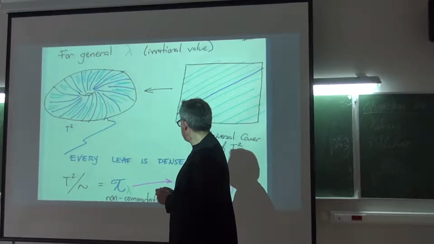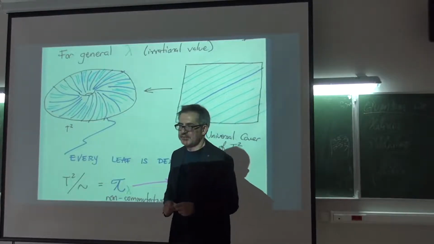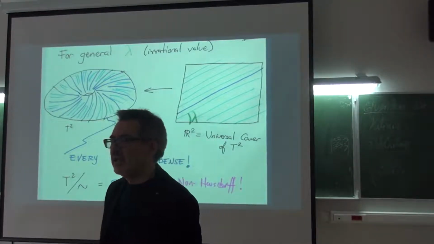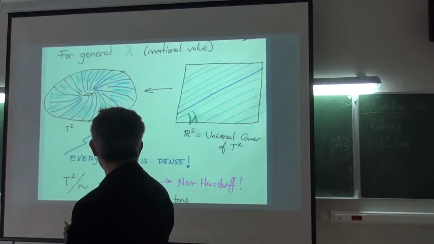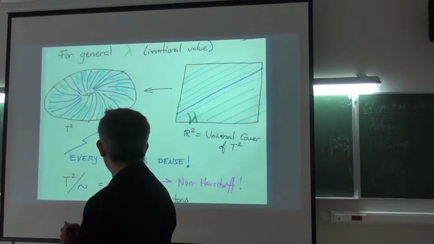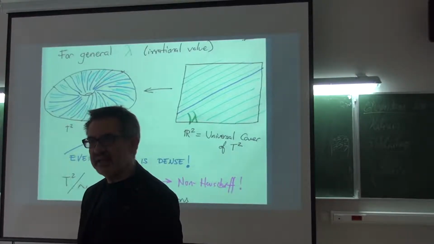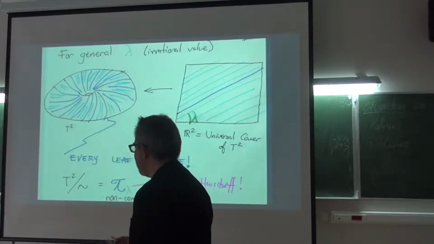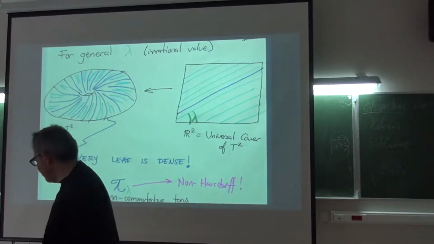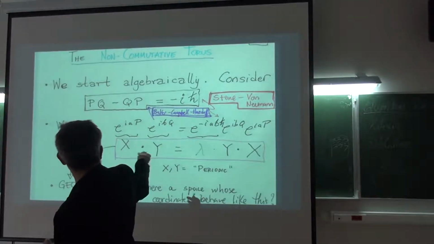the leaf space of the foliation is a non-Hausdorff space in that case. And then to make sense of this from the point of view of geometry, one says that this is a very non-separated stack. And this very non-separated stack corresponds to this algebra.